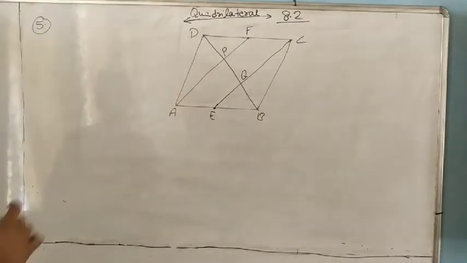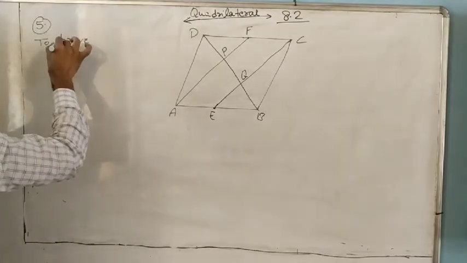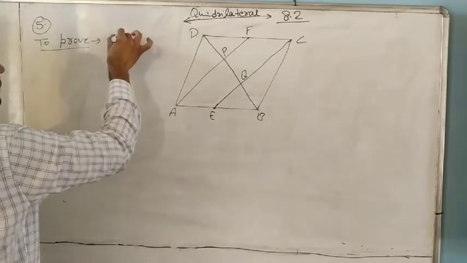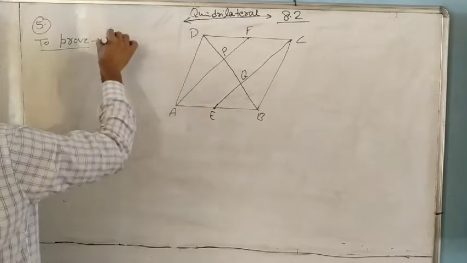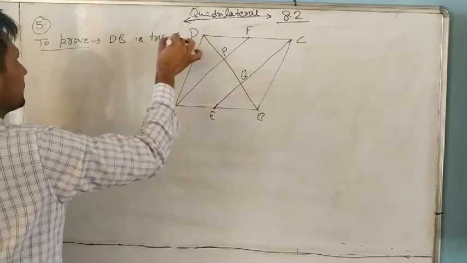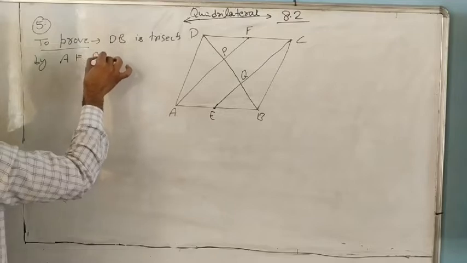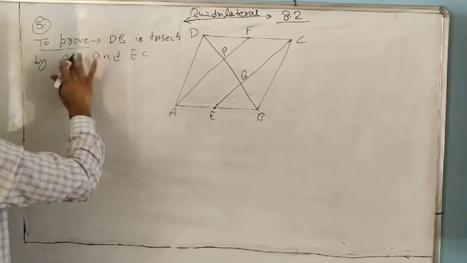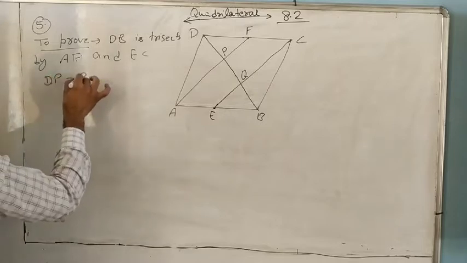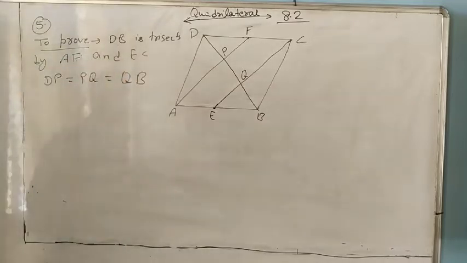Okay, so we will write first. I am writing, to prove. What we want to prove: DB is trisected by AF and EC. It means DP equal to PQ equal to QB. We want to prove all this.